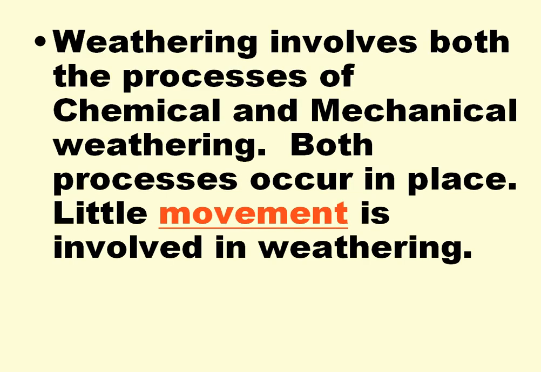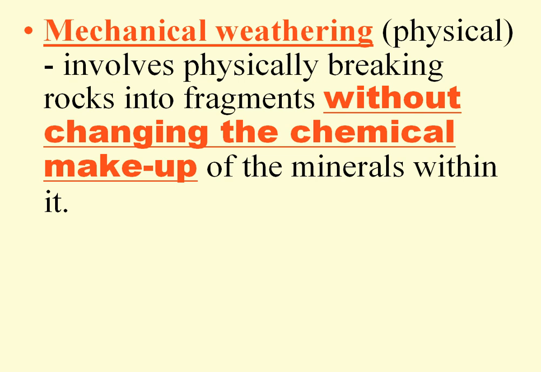Now when we talk about weathering, weathering involves both the process of chemical and mechanical weathering. And both these processes occur in place. There's very little movement involved with weathering. Later on we'll talk about erosion, which is where most of the movement takes place. Now mechanical weathering, sometimes called physical weathering. That's why I have physical in parentheses there. And it involves physically breaking rocks into fragments without changing the chemical makeup of the minerals or the rocks themselves. And we'll talk about chemical weathering in a bit.